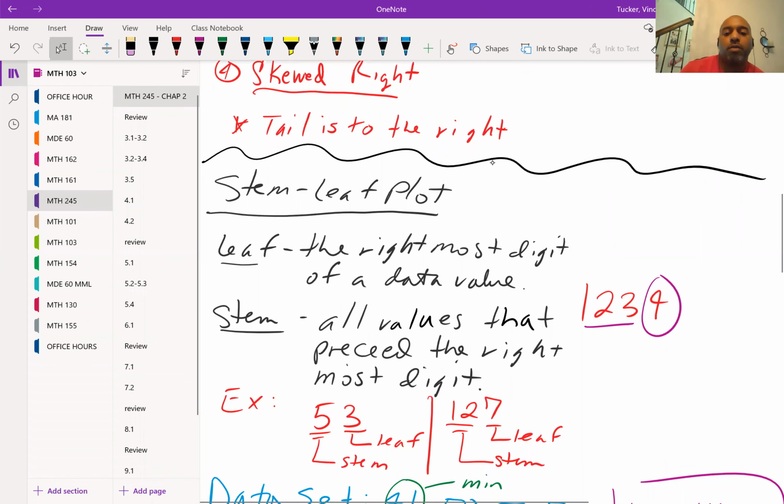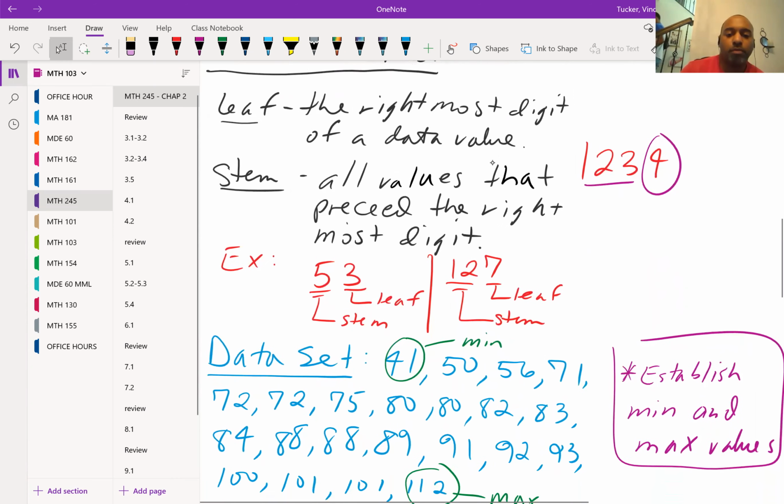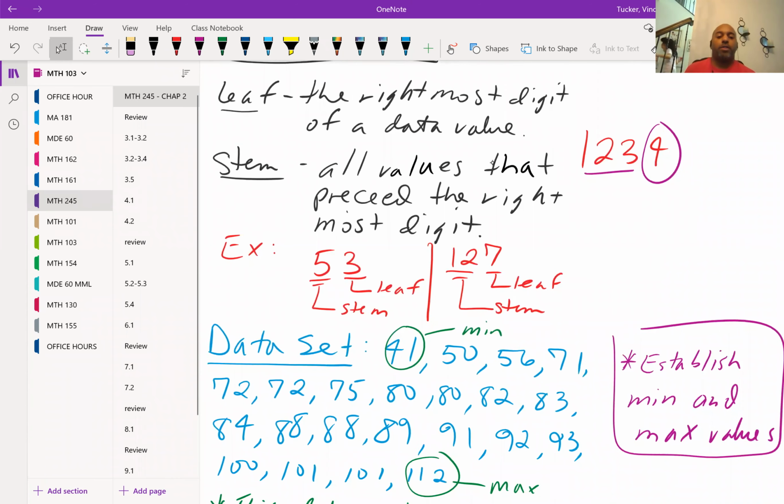All right, scrolling up some. So this is the data set that we're going to convert to a stem leaf plot. My data set is in order, and I just went ahead and put it in order for board purposes. The data set doesn't necessarily have to be put in order when you first get it.